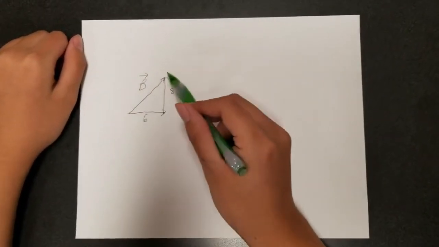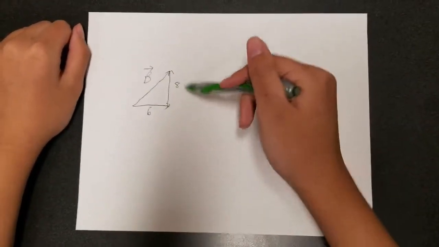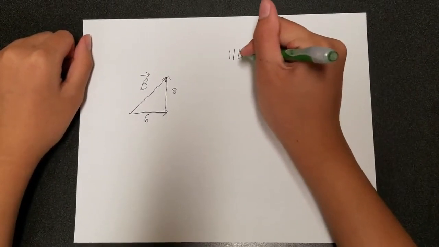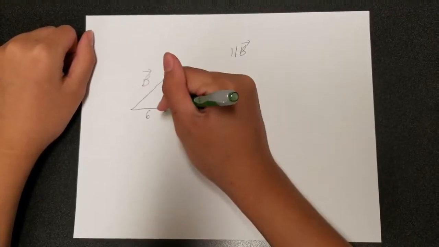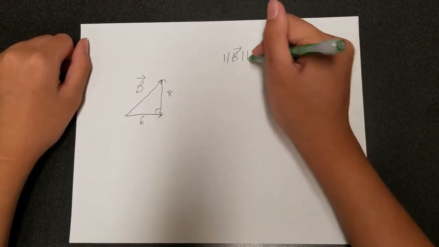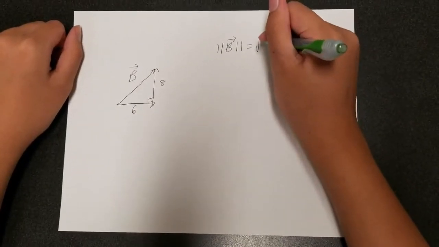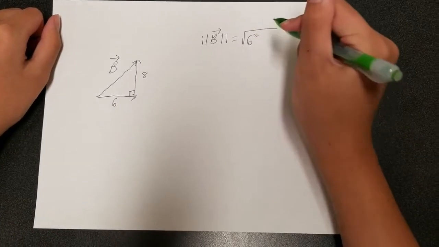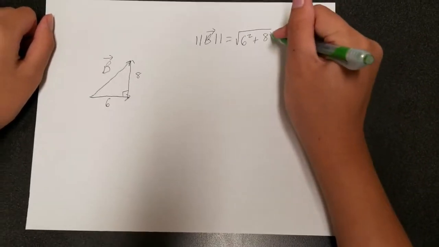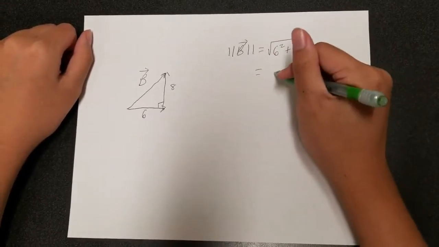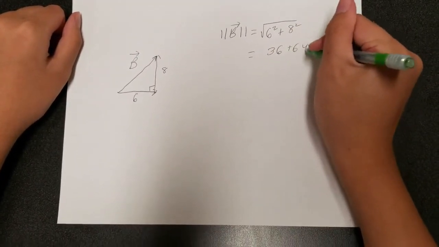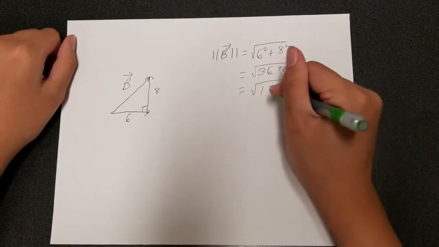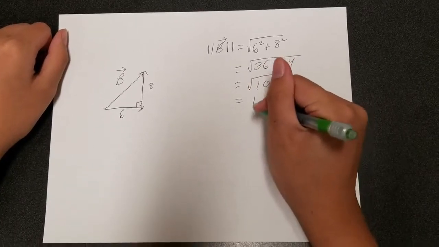So here we have vector B, and the change in x is 6, and the change in y is 8. Now to find the magnitude, we would use the distance formula or Pythagorean theorem, because it's actually a right triangle. So we take the square root of the change in x squared plus the change in y squared. So now you have 36 plus 64. And now you have 100 when you add them, and this becomes 10.